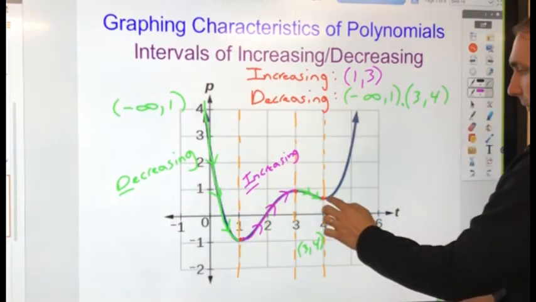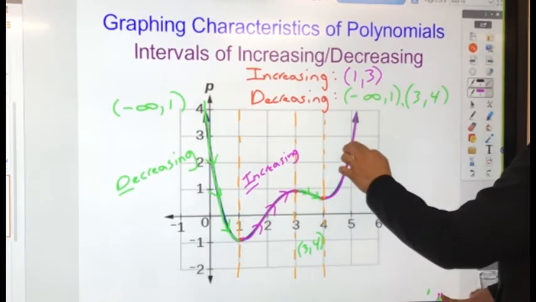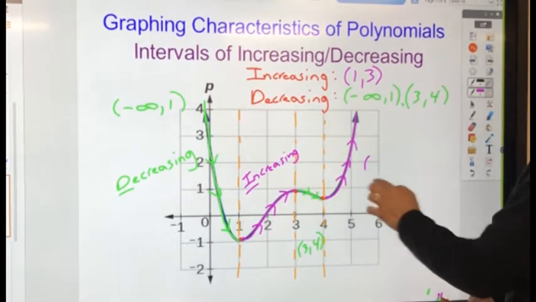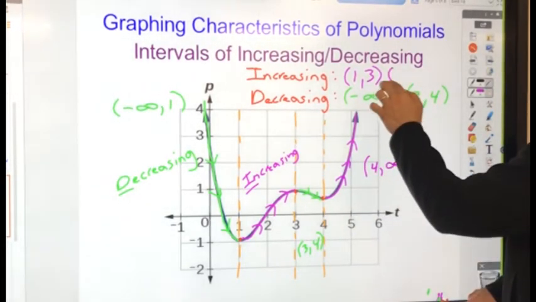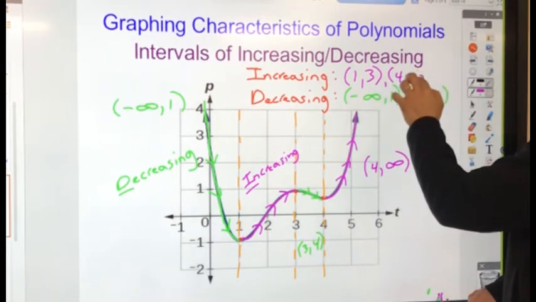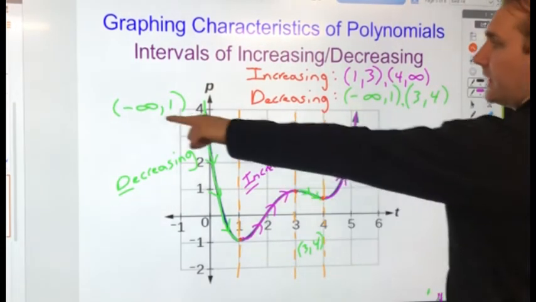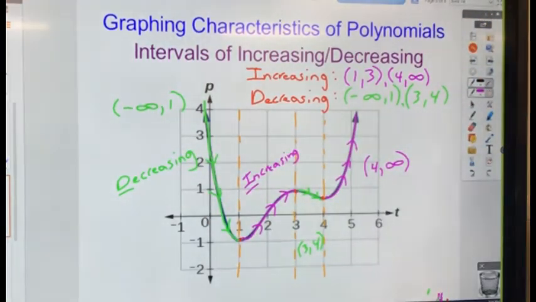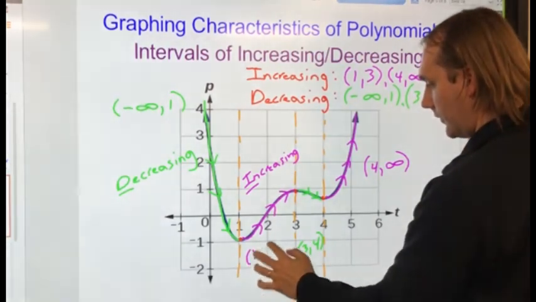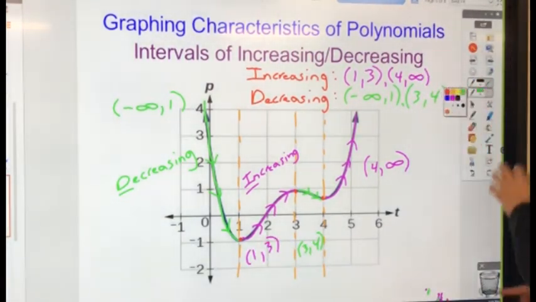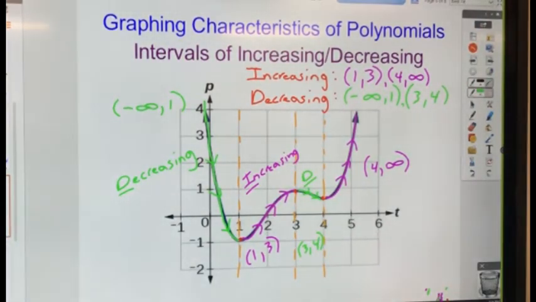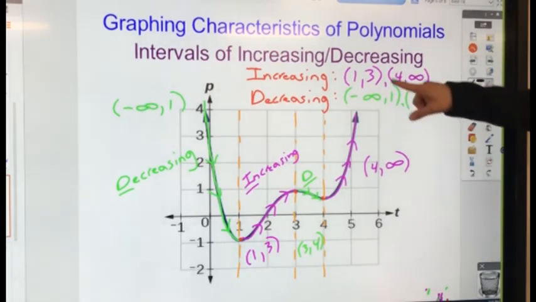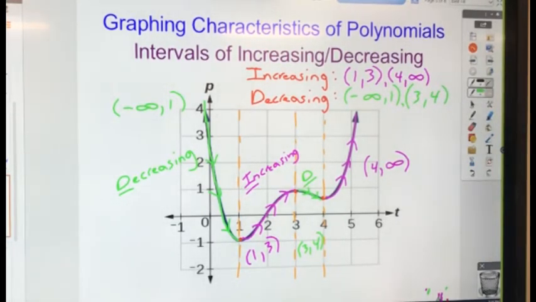And then I hit one more turning point, and now I change to increasing, between 4 and where? Positive infinity. Yes. So that tells me that this graph's domain is going from negative infinity to positive infinity. And between 1 and 3, what do you call that? We'll just call it D, or decrease. All right, so there are my 4 intervals, separated between increasing and decreasing.